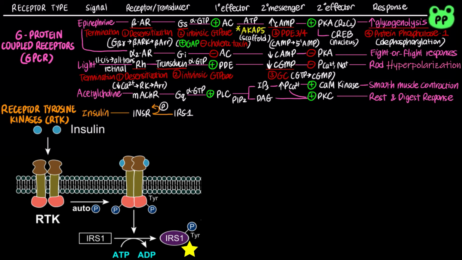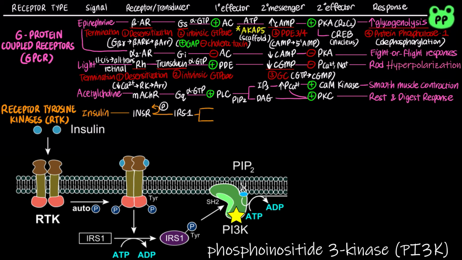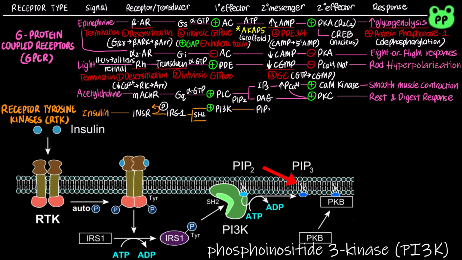In the cytosolic pathway, the enzyme phosphoinositide 3 kinase, abbreviated as PI3K, binds the phosphorylated IRS1 through PI3K's SH2 domain. The activated PI3K then converts the membrane lipid phosphatidylinositol 4,5-bisphosphate, abbreviated as PIP2, to phosphatidylinositol 3,4,5-triphosphate, abbreviated as PIP3. Notice that PI3K shares the same substrate as phospholipase C from the acetylcholine pathway. However, phospholipase C cleaves PIP2 into inositol triphosphate and diacylglycerol, while PI3K phosphorylates PIP2 into PIP3.